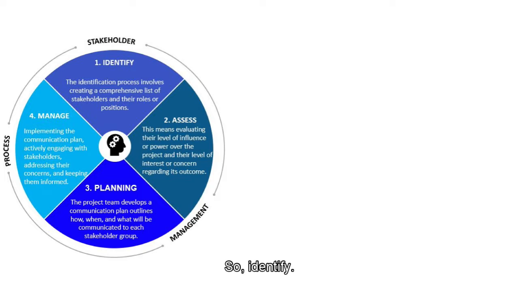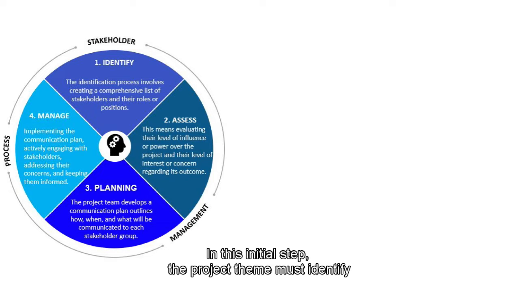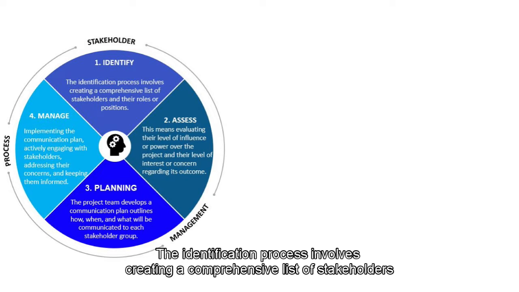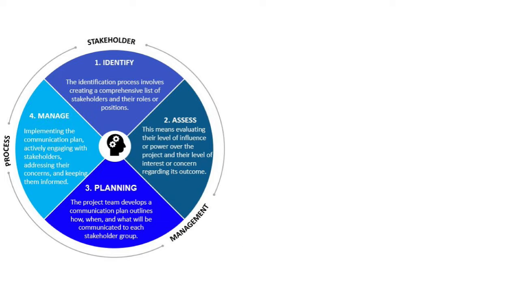So, identify. In this initial step, the project team must identify all potential stakeholders. The identification process involves creating a comprehensive list of stakeholders and their roles or positions.